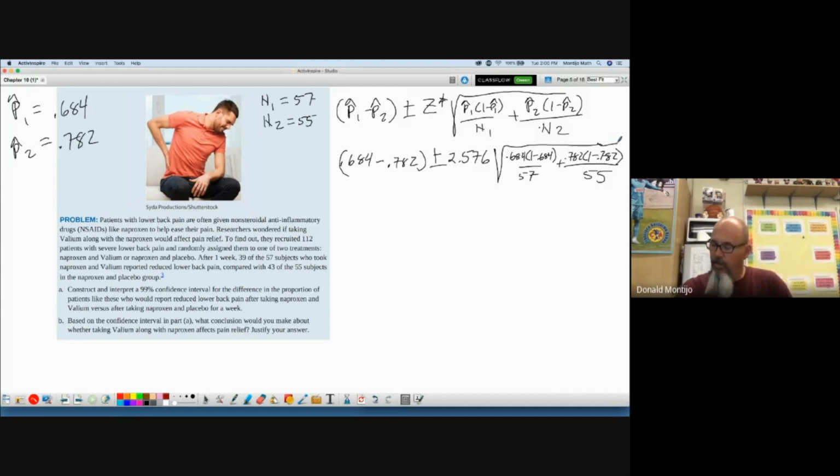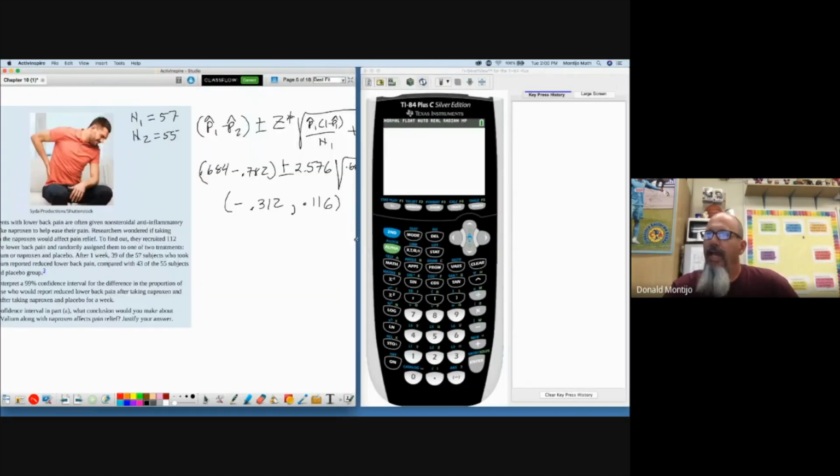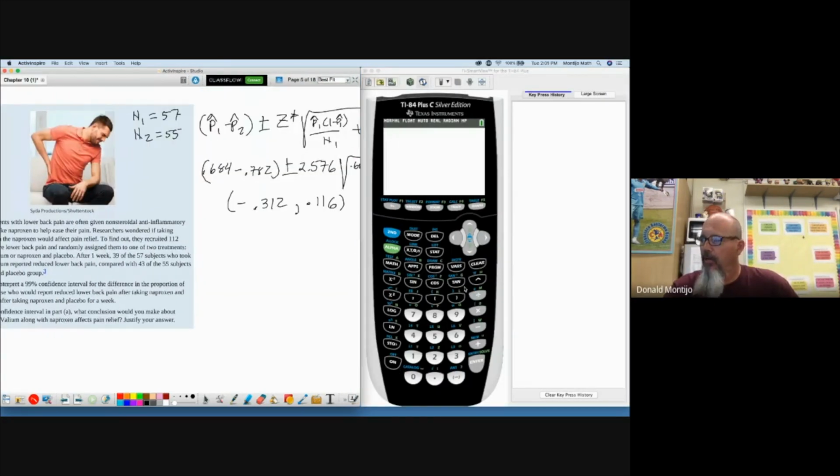My interval is going to be negative 0.312 to positive 0.116. Let's take a look at how we're probably going to do this example the majority of the time, and that's going to be on the calculator.